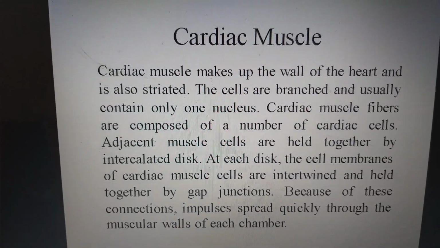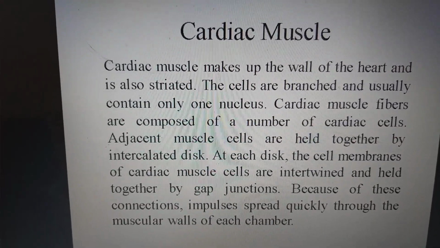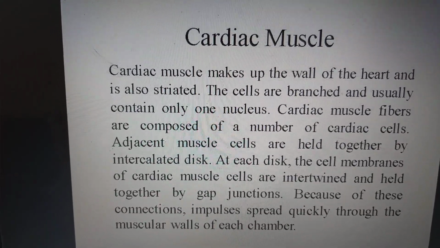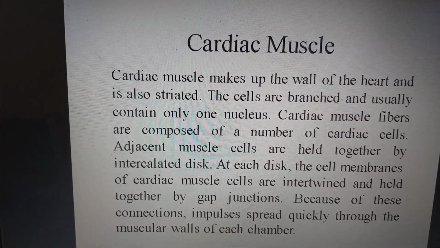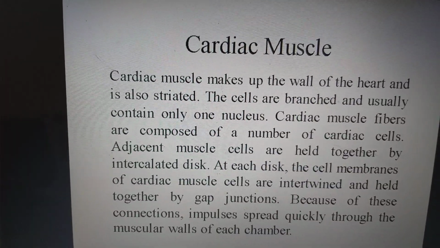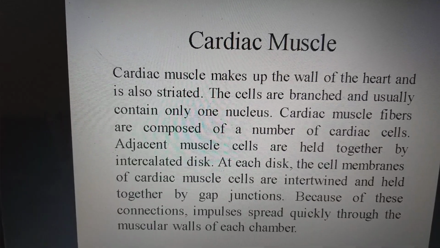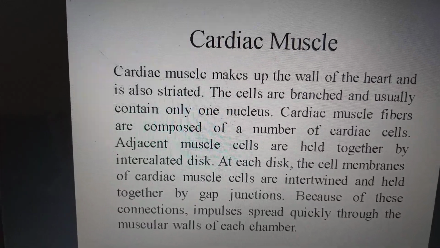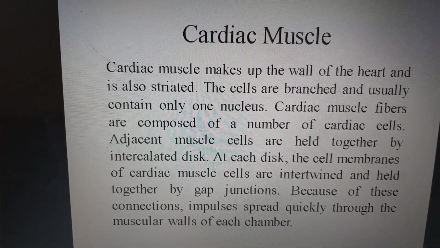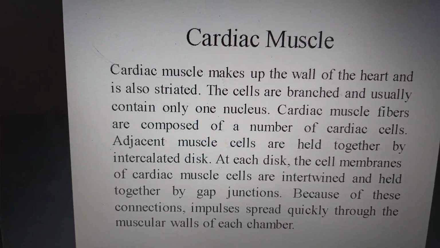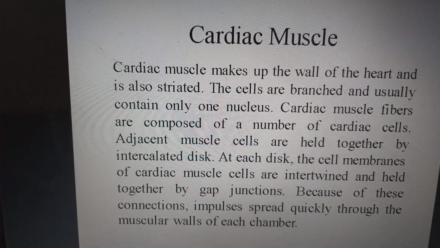Adjacent muscles are held together by intercalated discs. Because of these discs, if the nerve impulse is stimulated at the SA node, the conduction will pass to the overall muscle, the overall heart. So it follows the principle of all or none. At each disc, the cell membranes of the cardiac muscle cells are intertwined, meaning fused, and held together by gap junctions. Because of these connections, impulses spread quickly through the muscular wall of each chamber.